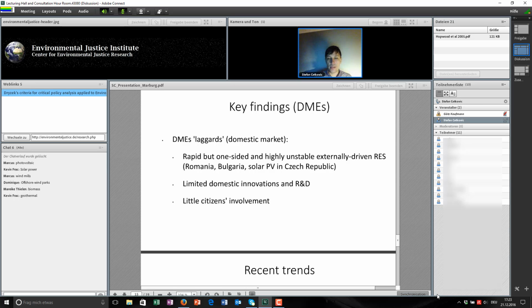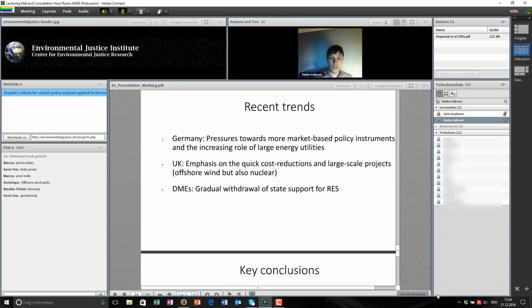So what we see there is that the development is externally driven, which is typical for dependent market economies. There is little domestic innovation and research and development, and there is also little citizen involvement. We have not been able to find any strong evidence of energy communities and renewable energy projects owned by citizens and communities. And this is just briefly the recent trend.